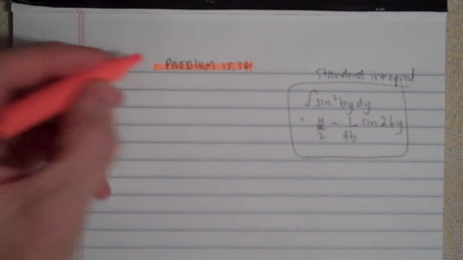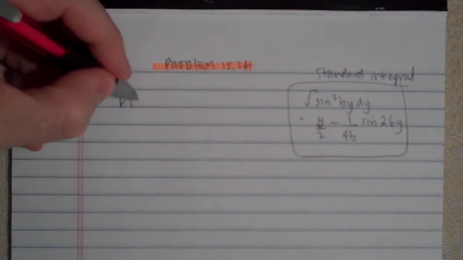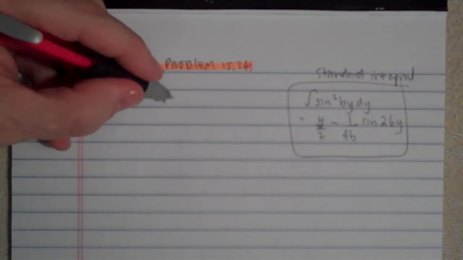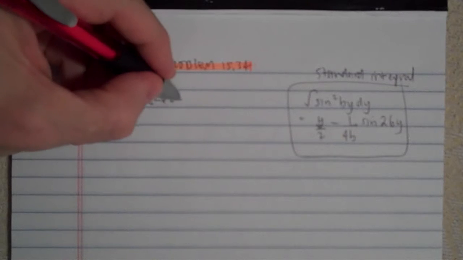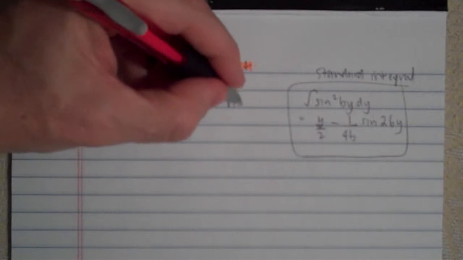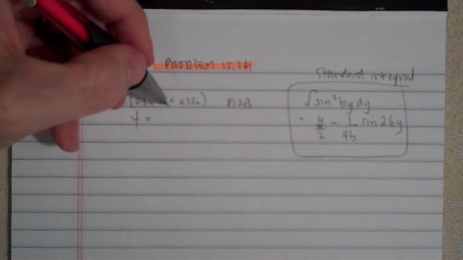I'm doing problem 15.34. Guys, I need about 10 minutes. Problem 15.34. The question is, what's the probability that a particle would be between 0.32A and 0.35A in a particle in a box? Given that the wave function is defined as, there's two parts here, A and B.